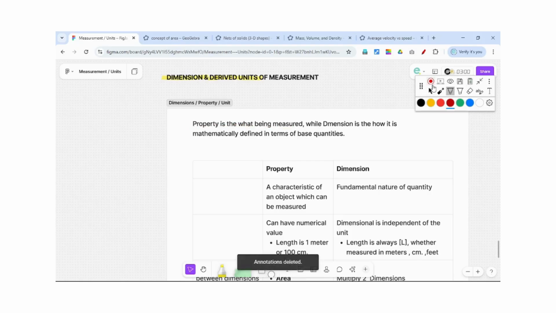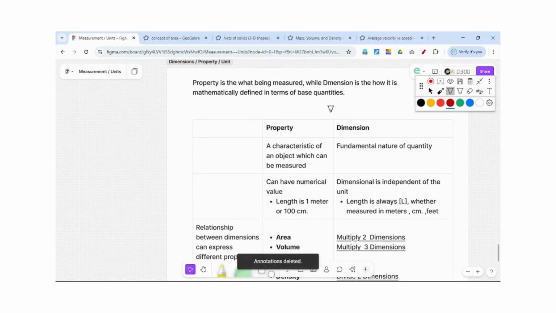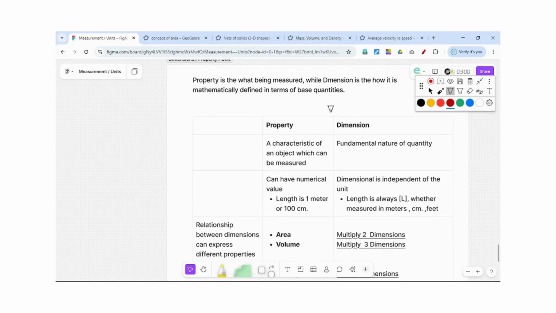Property is what is being measured. So, even in last tutorials, we said that when we measure, we basically measure a property of an object. So, the property is a characteristic of an object which can be measured, whereas the dimension is a fundamental nature of the quantity. Let's make it more simple so as to understand the difference between the two concepts.